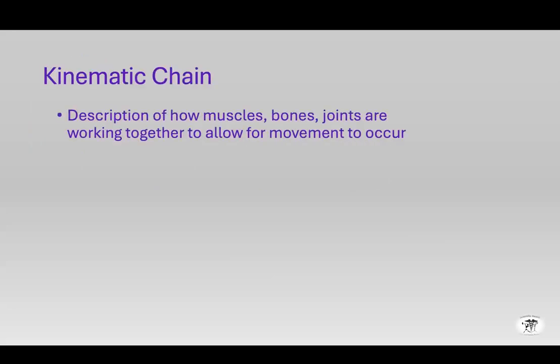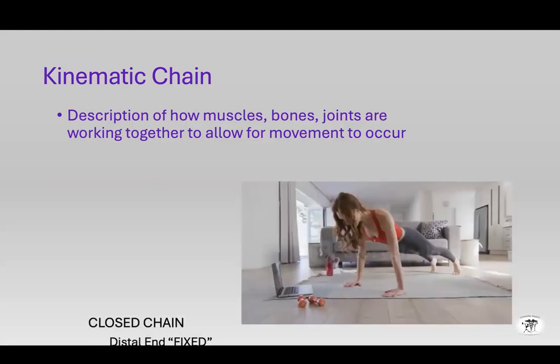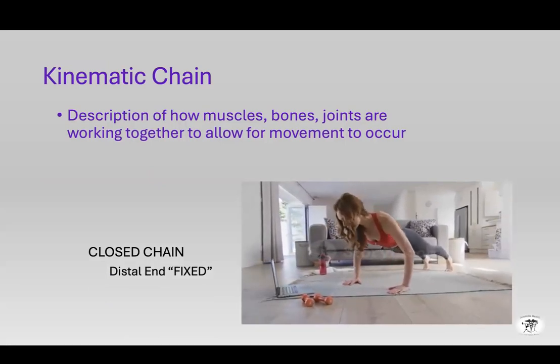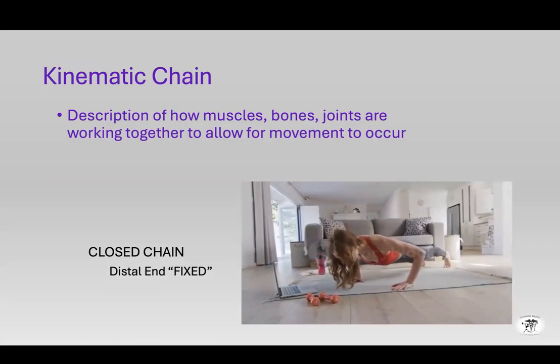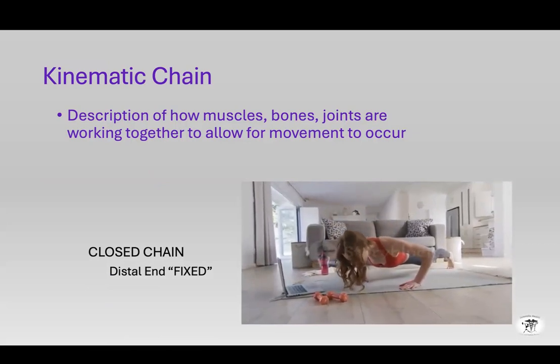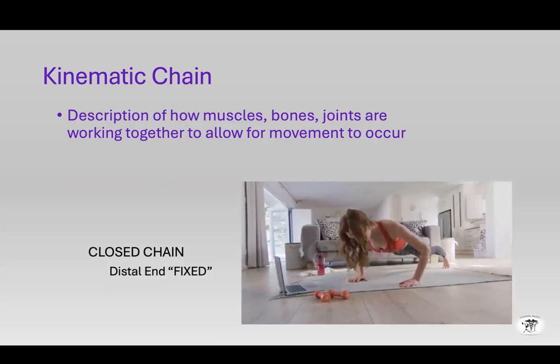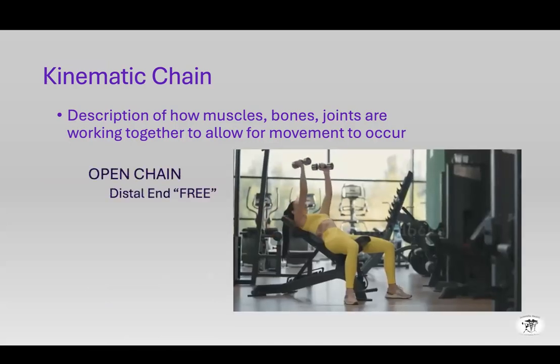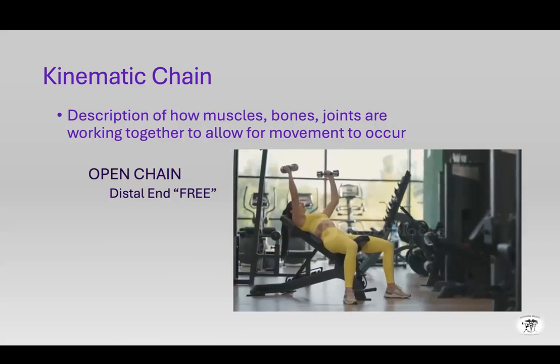So let's start out by talking about the kinematic chain. The kinematic chain is simply a description of how the muscles, the bones, and the joints are all working together to allow us to move. In this, we have two distinct ways of looking at the kinematic chain. We can discuss this as a closed chain episode. This is where the distal end of the limb is fixed. Or as an open chain episode, this is where the distal end is free to move.